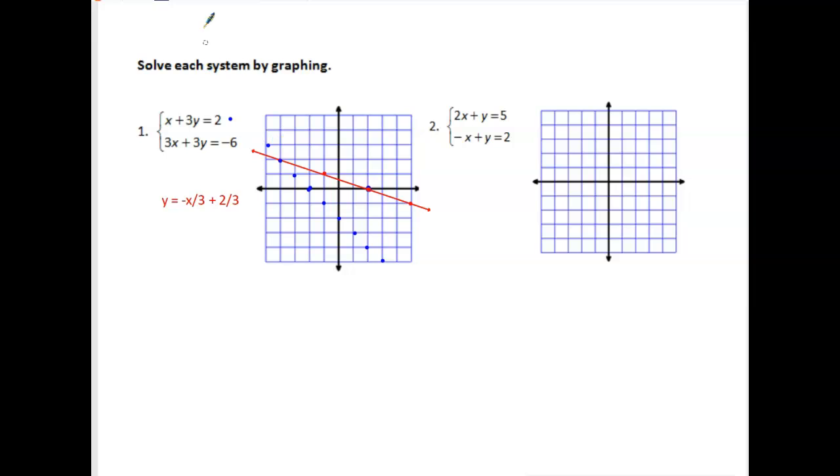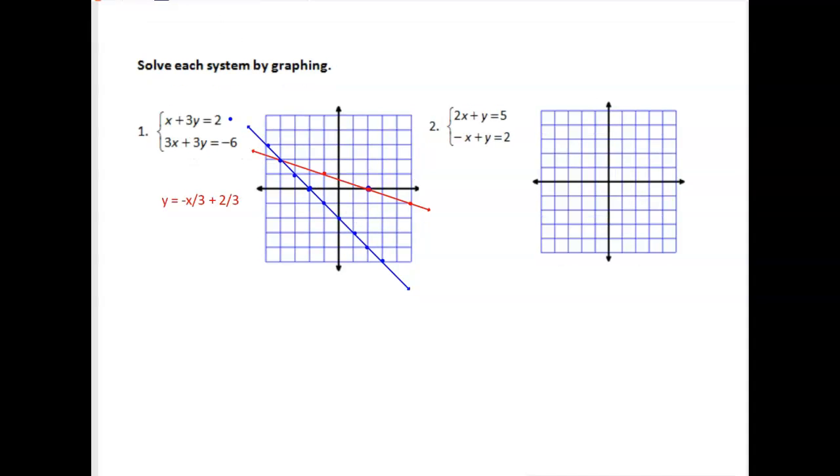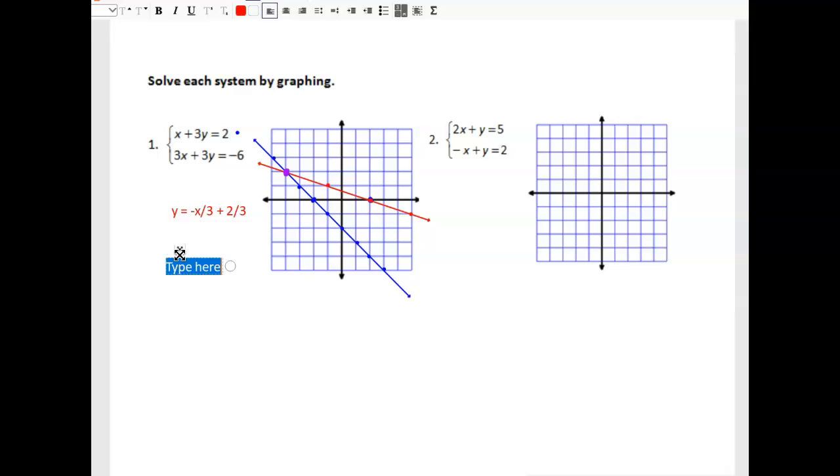because the slope of the first line is negative 1/3, the slope of this line is negative 1, and if I extend my graphs, I can see that their point of intersection occurs right here at the point negative 4, 2. So what that means is the solution to this system of equations is negative 4, 2.